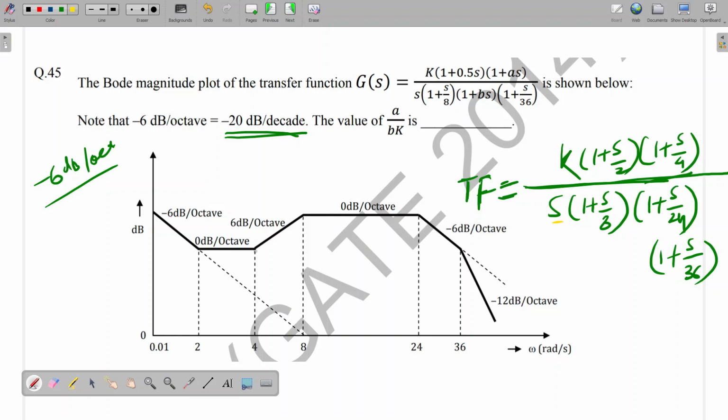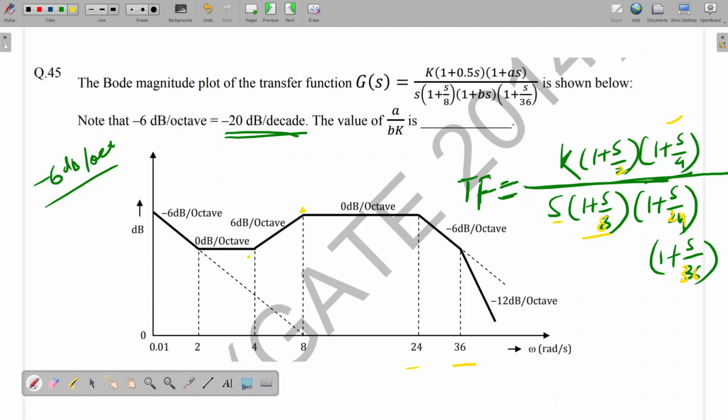Again, what is happening? At 4, we are adding another 0, so 0 to plus 20. So 1 plus S by 4. After here, at 8, it is becoming plus 20 to 0, which means we are adding a pole here. So 1 plus S by 8. Again, it is going up till here. At 24, we are again adding a pole because 0 to minus 20. So 1 plus S by 24. And here it is again minus 6 to minus 12, meaning one pole we are adding at 36. So 1 plus S by 8, 1 plus S by 24, 1 plus S by 36. Is it clear?